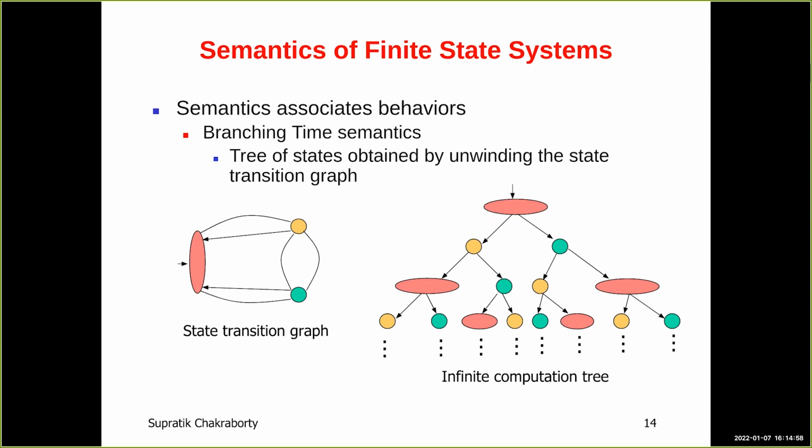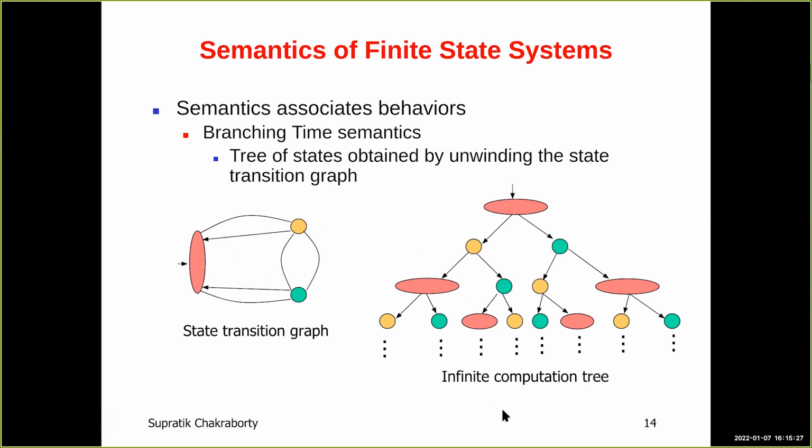There is an alternative way to view the computation represented by such a state transition graph, and that is called an infinite computation tree. In this particular case, I will start at this state, and after that I could go to either the green or the yellow state, and from the yellow state I could go to either the red oval or the green state, and so on and so forth.